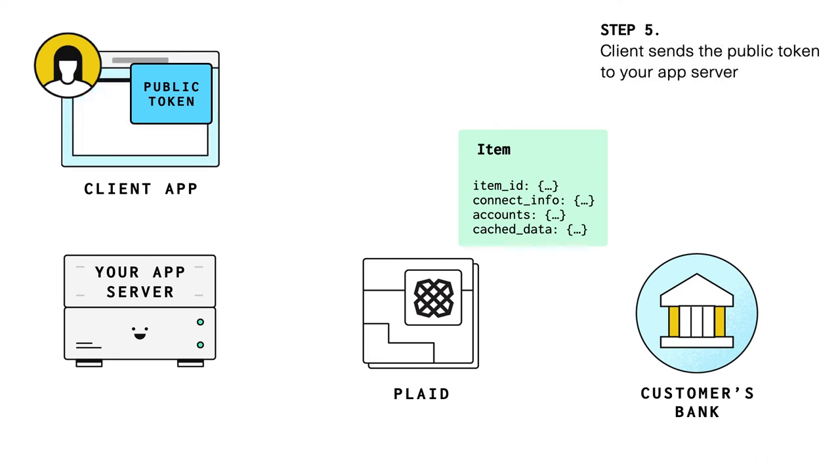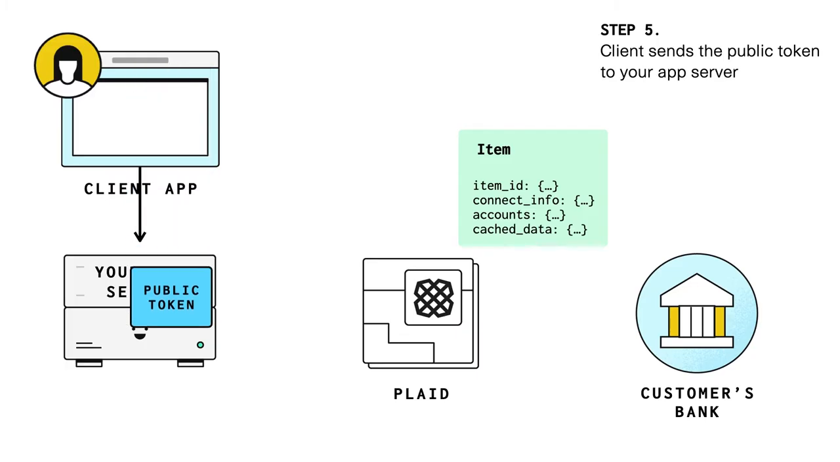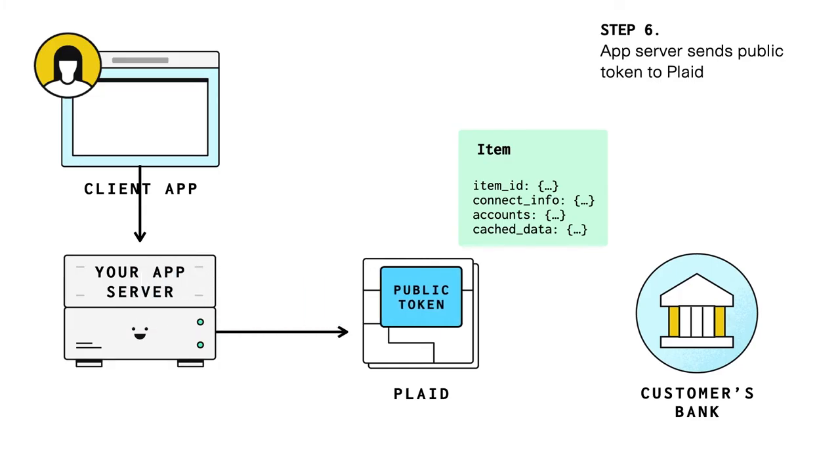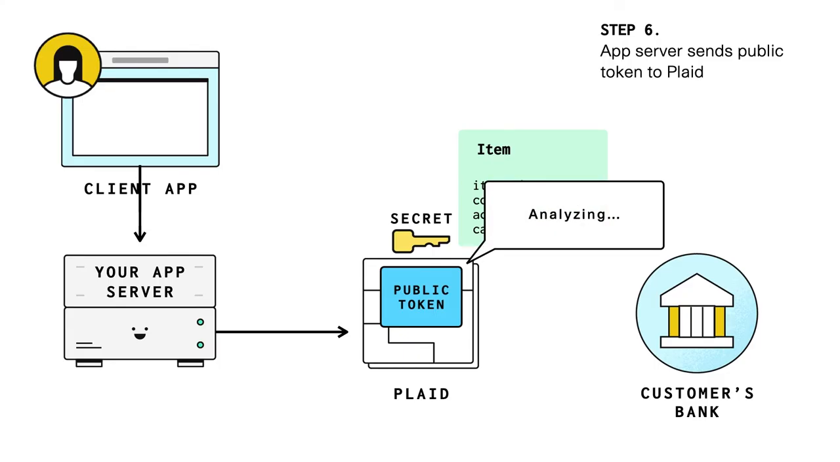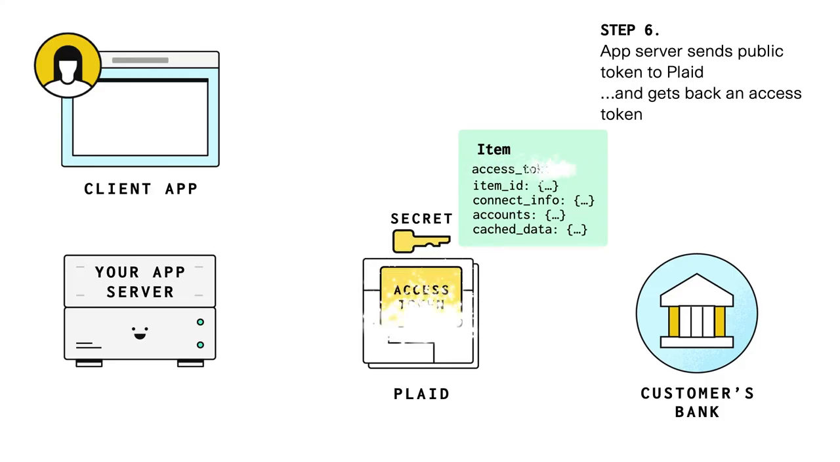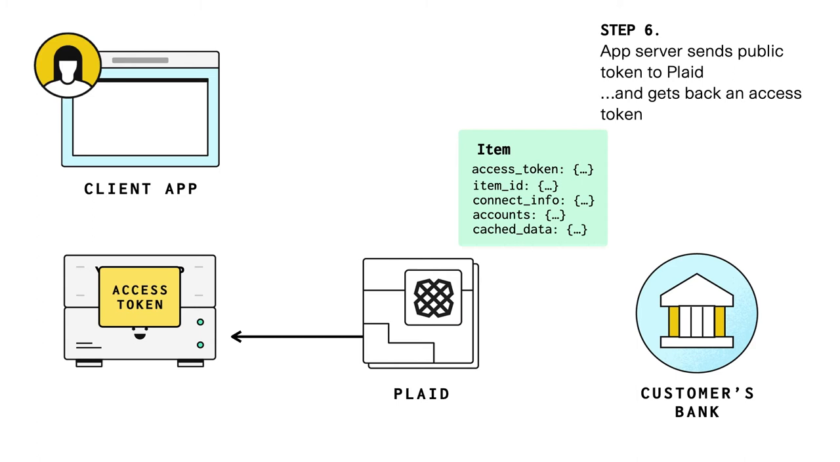Your client sends this public token over to your application server, basically as soon as your client receives it. And then in step six, your application server sends this public token back to Plaid, along with its client ID and secret, of course. And then after verifying that this public token is a valid token and was designated to be used with your application and hasn't been used before, Plaid will create an access token. It'll associate it with this specific item and send that back to your application server so that you can access this item in the future.